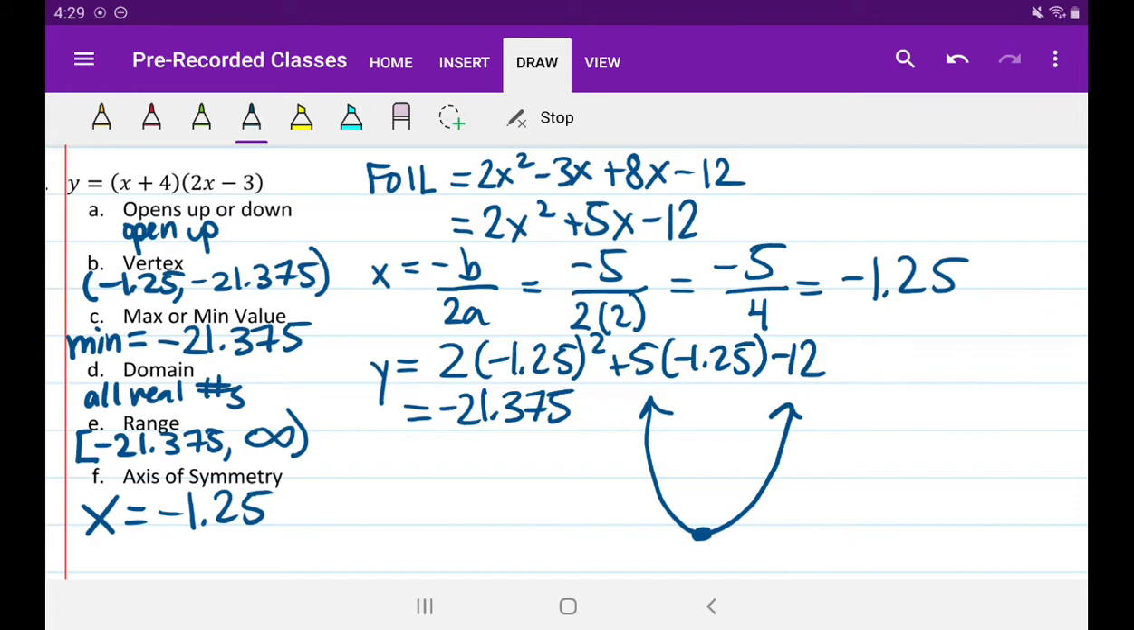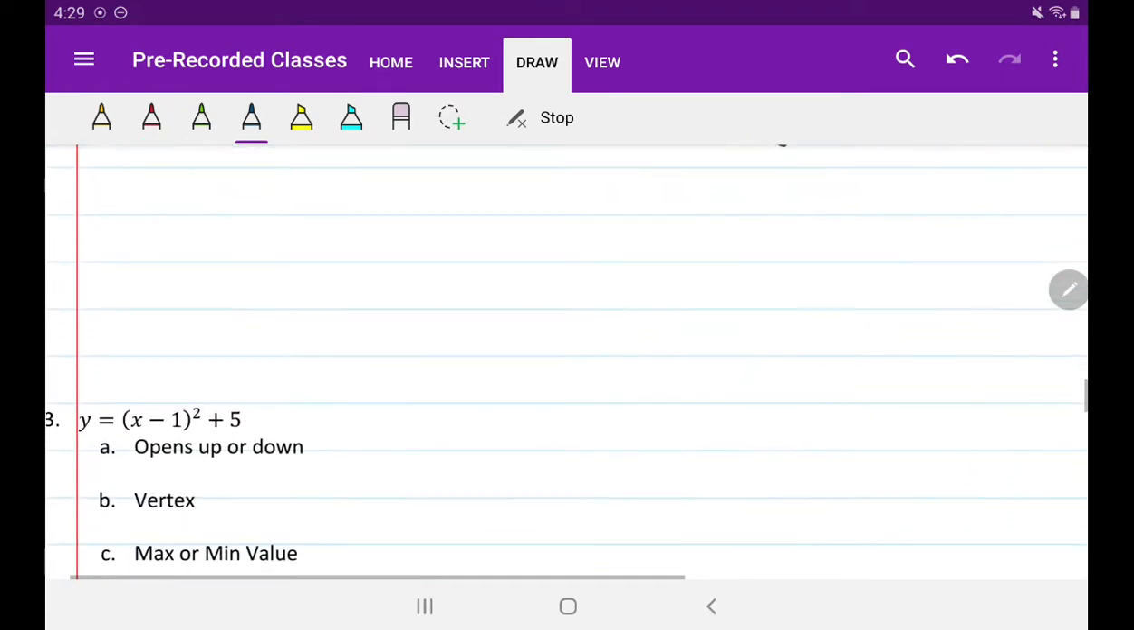Okay, and then we just have to do a rough sketch. So we open up, and then we'll label our vertex, which is going to be (-1.25, -21.375). And so that's it for number 2. So we'll go on to number 3.